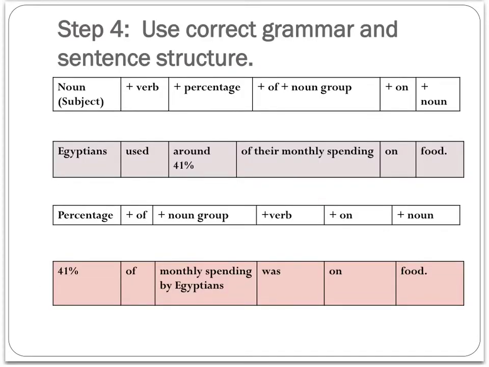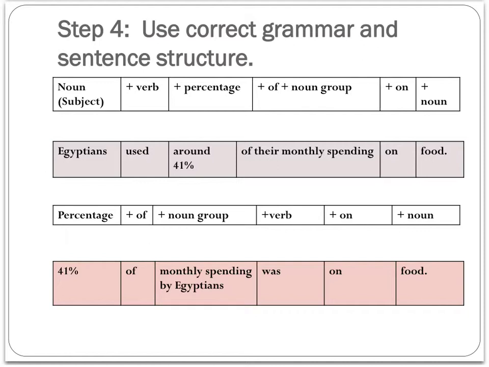When I go to write about my two bar charts, I want to make sure that I use correct grammar and sentence structure. There's a couple ways I can write about percentages. The first way is to write about a noun followed by a verb followed by a percentage. For example, I could say Egyptians used around 41% of their monthly spending on food.